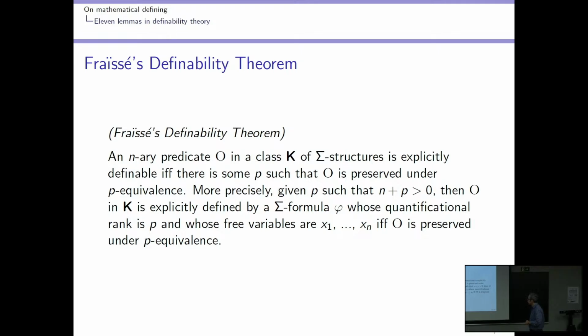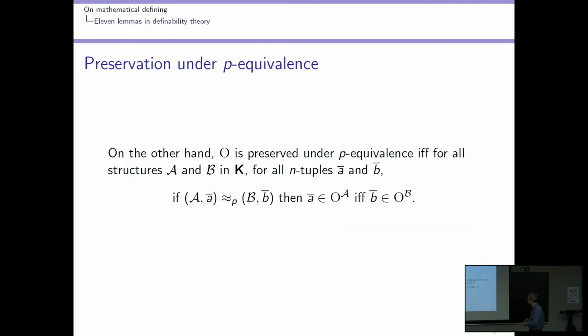Why is this interesting? What have we gained with this equivalence? I have mentioned that to be explicitly definable is something that is not in the predicate itself. So you will not find the explicitly defining formula phi just looking at the predicate or just operating with the predicate in some way. But this notion of P invariance is much more intrinsic to the predicate.